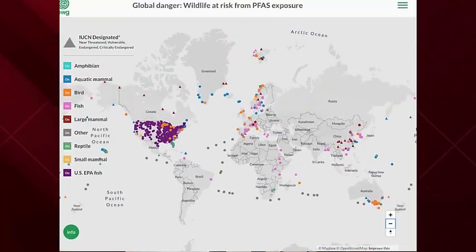Global contamination can be exemplified in this graphic. This affects not only our environment, but also our health and everyday lives. While there are ongoing efforts to regulate these chemicals and clean up contaminated sites, there's still a long way to go.